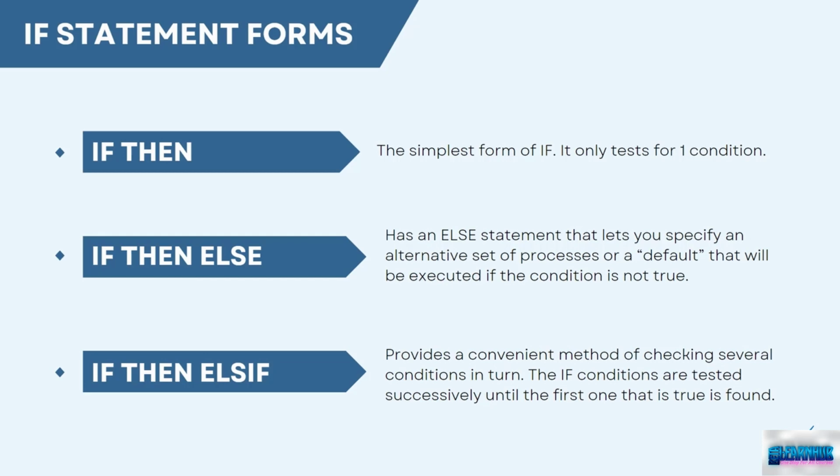If then, the simplest form of if, only tests for one condition. If then else has an else statement that lets you specify an alternative set of processes or a default that will be executed if the condition is not true. If then else if provides a convenient method of checking several conditions in turn. The if conditions are tested successively until the first one that is true is found. The if statement forms have a similar structure in their syntax and only differ in the number of additional lines that are added for testing other conditions.